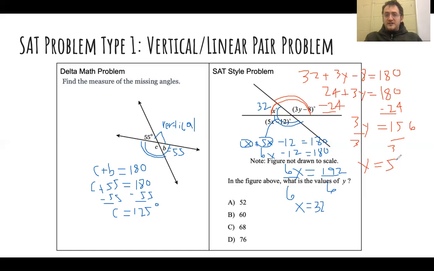Now, of course, another thing that I could do if I wanted to is, let's see, with 32 degrees, that would make this angle 148. And I could just set that equal as well. That's another way that I could do this. So some of those SAT problems do give you those multiple pathways.